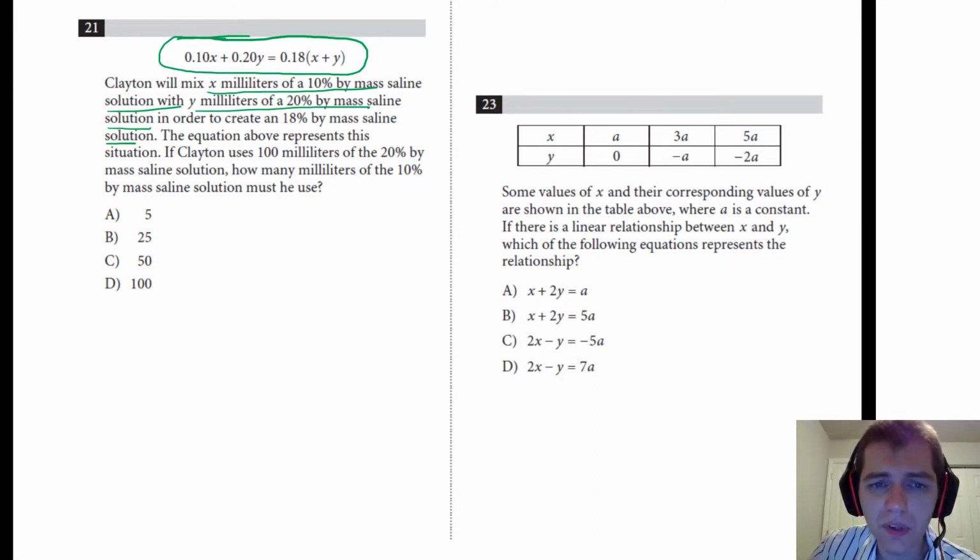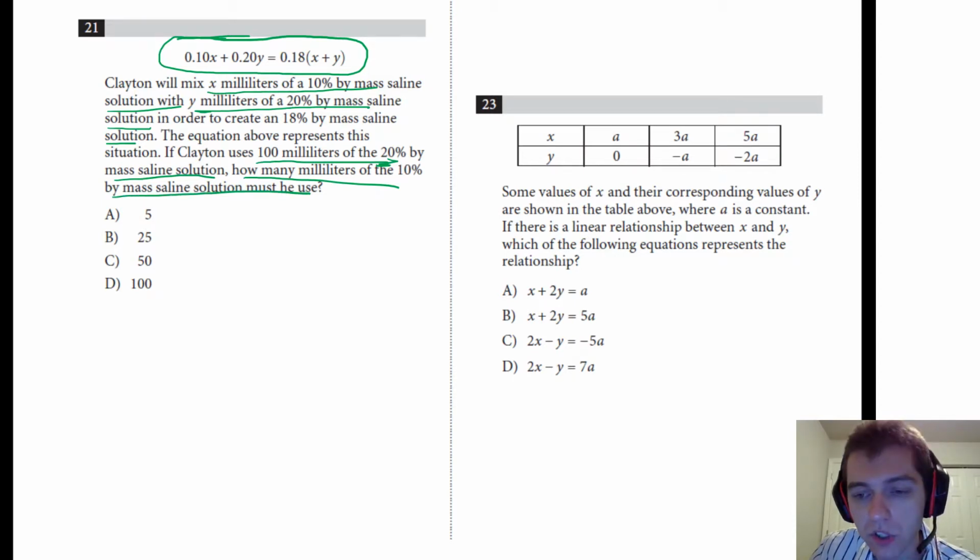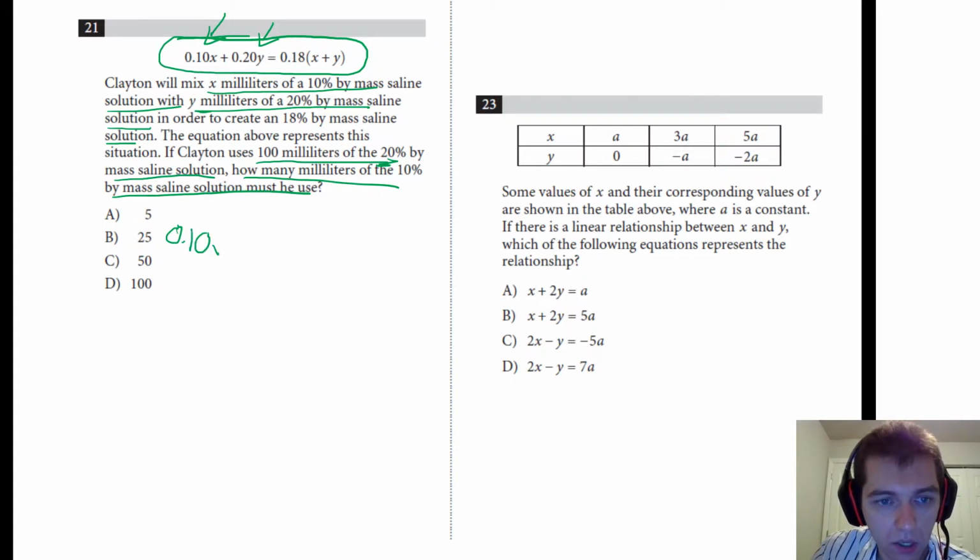If Clayton uses 100 milliliters of the 20% by mass saline solution, which remember is Y, how many milliliters of the 10% by mass saline solution must he use, which is X? So all they're saying is they want to know X and they're giving you Y. So just take this equation, arrange to solve for X, plug in Y, and get your solution for X. So let's go ahead and start by arranging the equation for X before we plug in. Let's first multiply that 0.18 out to make it easier to see.